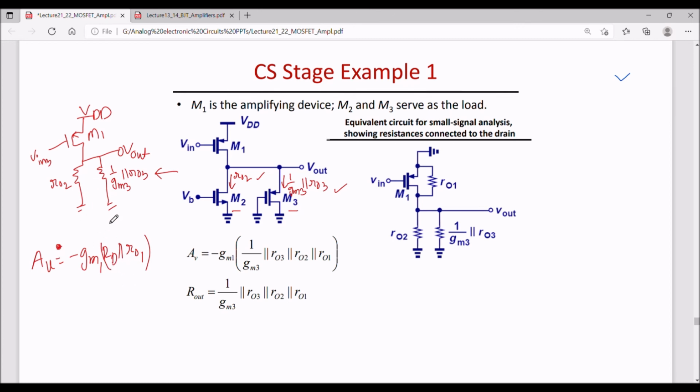And RD is this much, that is RO2 parallel to 1 by GM3 parallel to RO3. So I can write this gain as minus GM1 times RD, which is RO2 parallel to 1 by GM3 parallel to RO3, and then parallel to RO1, right? So the total gain is this much.